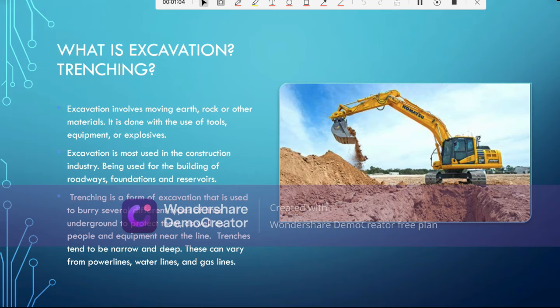Trenching is a form of excavation that is used to bury several different types of lines underground to protect them, as well as people and the equipment near the line. Trenches tend to be narrow and deep. These can vary from power lines, water lines, and gas lines.